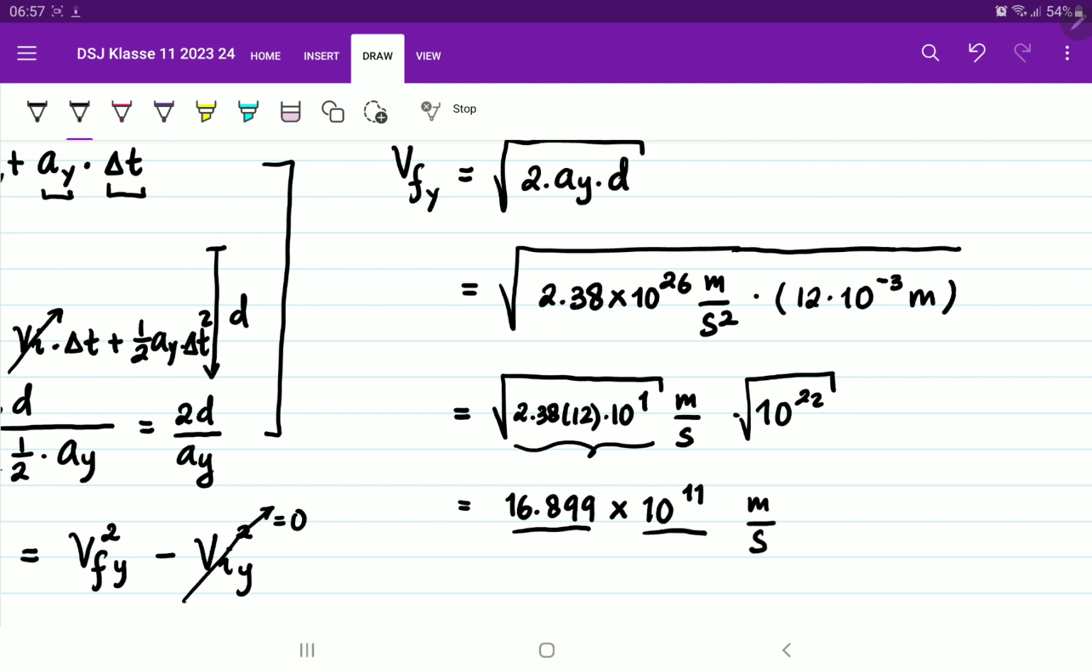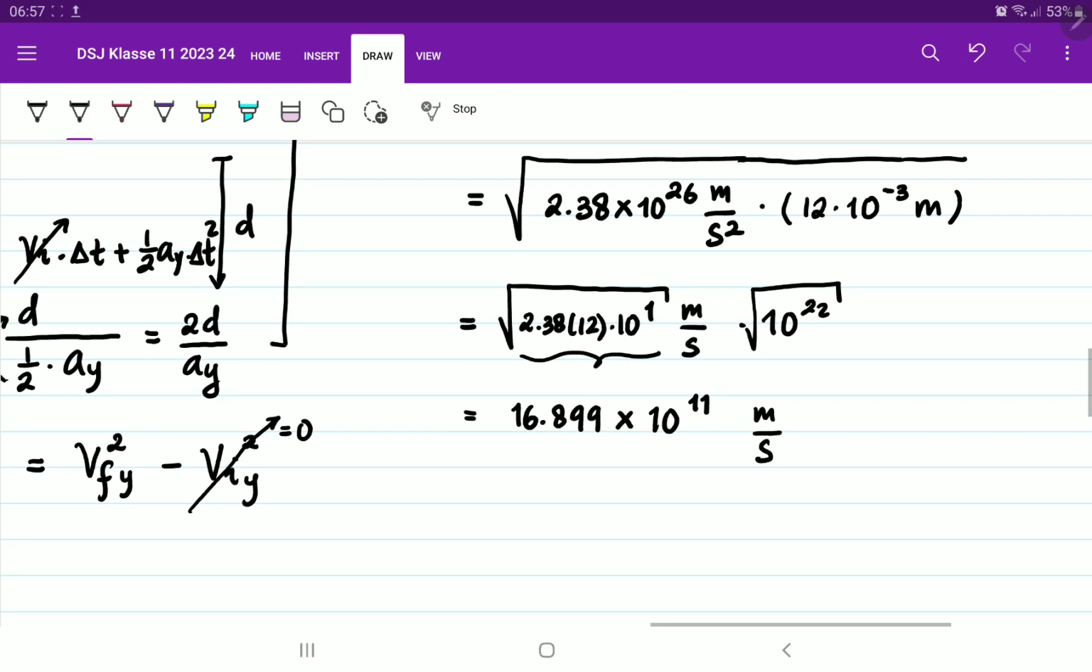meter per second. All right, that's all. That's the answer of our question today for the speed of the particle. In scientific notation, the final speed is written as 1.69 times 10 to the 12 meter per second, and this is 3 significant figures.